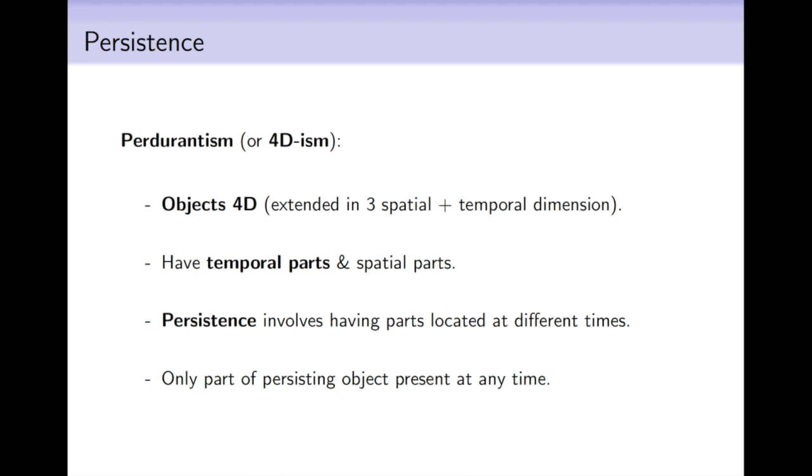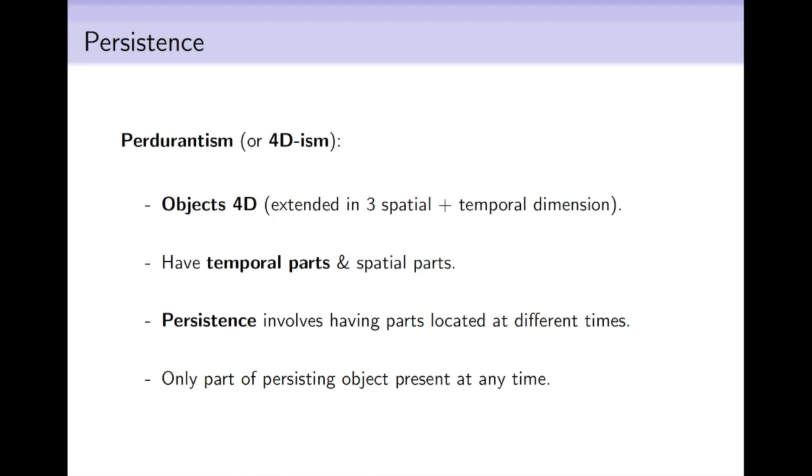Now, the perdurantist thinks that ordinary objects have temporal parts as well. So, corresponding to the idea that they're extended in the fourth dimension, the temporal dimension, they have temporal parts that fill different temporal regions, just as they have different spatial parts that fill different spatial regions. So the idea is that, for instance, there's a part of me that exists right now. There was a part of me that existed yesterday. Hopefully for me, there'll be a part of me that exists tomorrow, and so on.